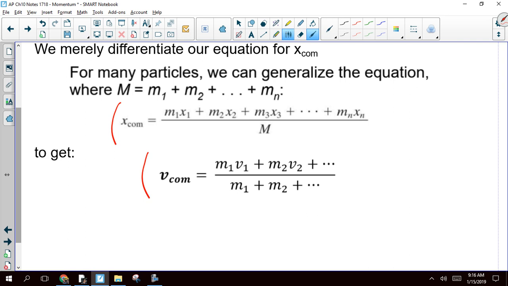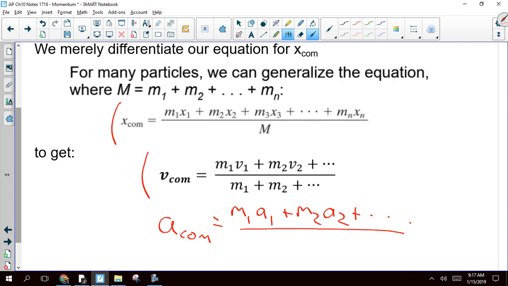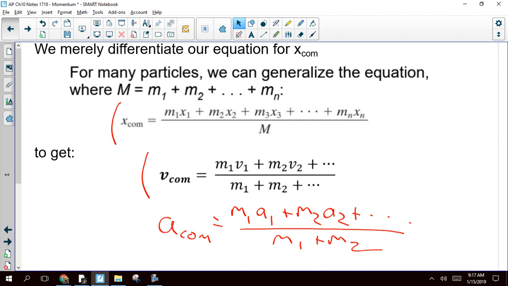And similarly, if you ever wanted to find the acceleration of the center of mass, it's also a weighted average: m1 times the acceleration of the first particle plus m2 times the acceleration of the second particle, all divided by your total mass, okay? So let's do a quick example.